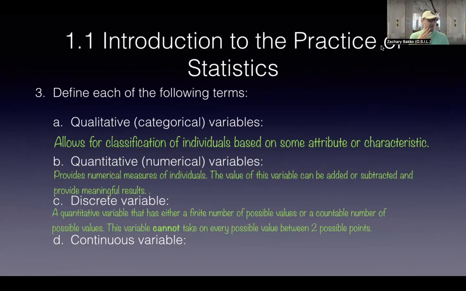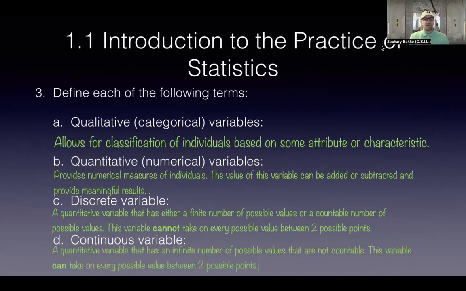Whereas a continuous variable is a quantitative variable that has an infinite number of possible values that are not countable. In other words, they're measurable. So this variable can take on every possible value between 2 possible points. So we can think of 1.25, 2.5, 1000.75, right? Anything that has those decimals afterwards, we're going to consider continuous variables.